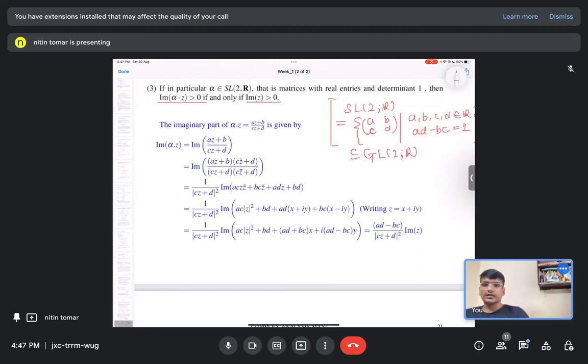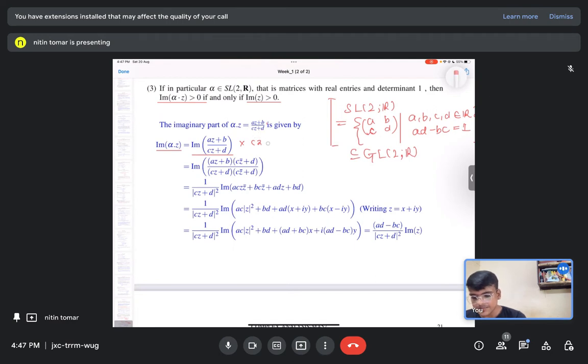Let us see. So first of all, what will our alpha dot Z be? If our alpha is A, B, C, D, then alpha dot Z will be Az plus B upon Cz plus D. Now you know how to compute the imaginary part, right? The imaginary part of alpha dot Z, which is the imaginary part of Az plus B upon Cz plus D. Now what do you do? You multiply by the conjugate. Because A, B, C, D are real, please remember that.